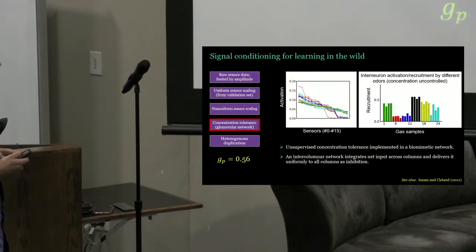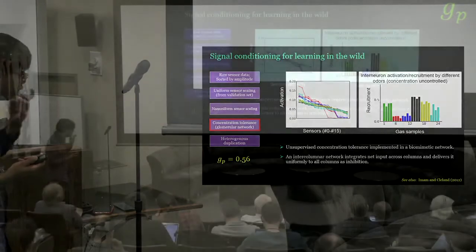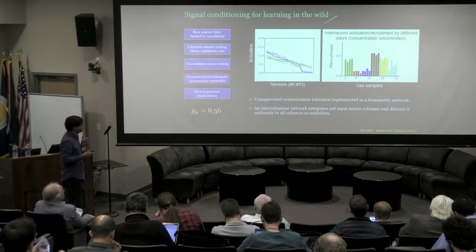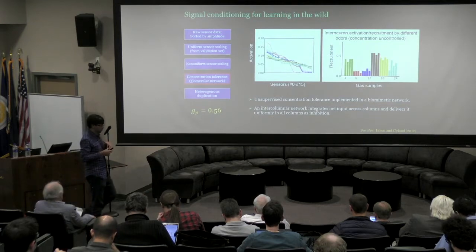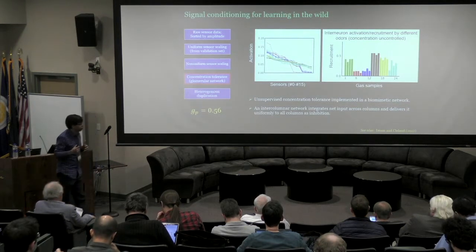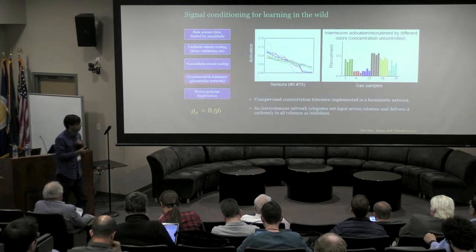Next is the concentration tolerance. It is inspired from the mammalian olfactory bulb, glomerular layer. Here, an intercolumnar network, which is the periglomerular cells, integrates the net input across columns and delivers it as graded shunting inhibition to all the columns, that is, the mitral cell columns.